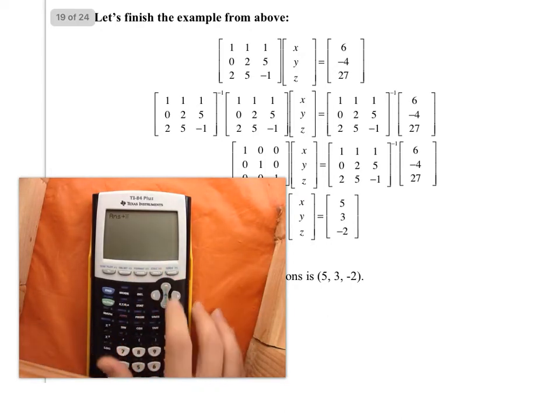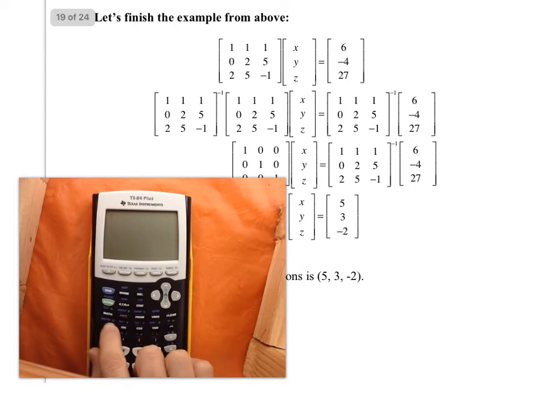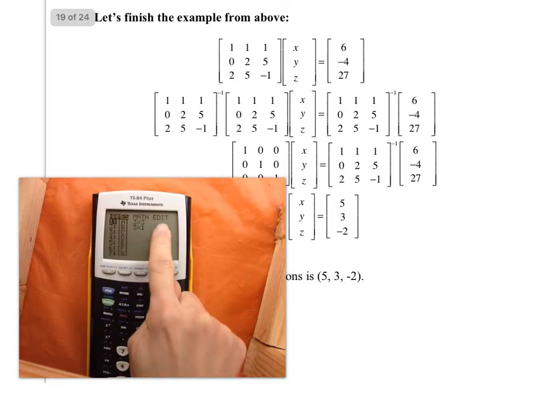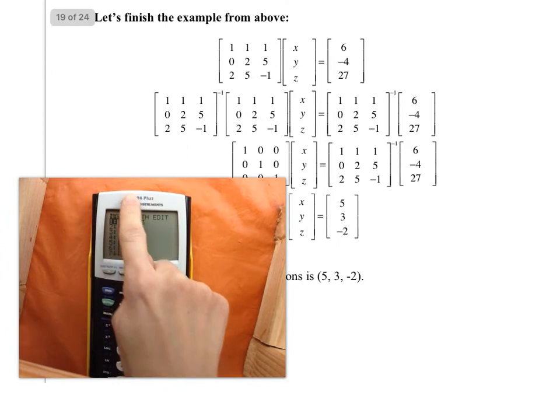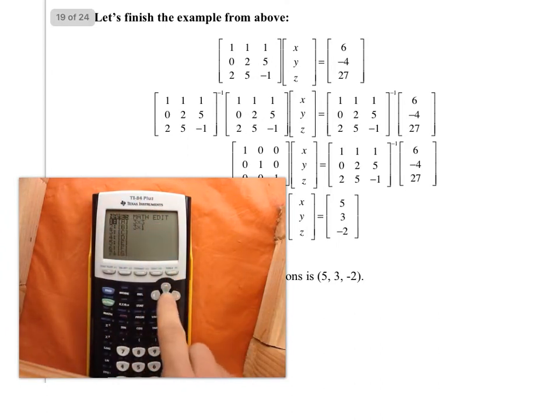Okay, so on your calculator, remember the matrix menu, it's here in light blue right above the X inverse button. To get to it, we press second X inverse, and we need to edit our matrices. We need to enter matrix A and matrix B. So let's scroll over and hit edit.